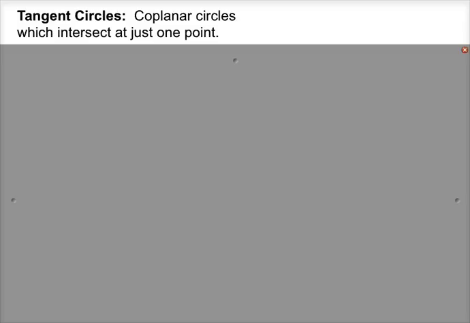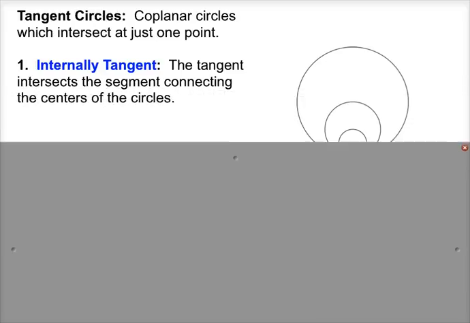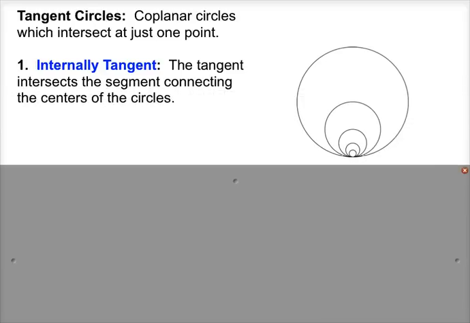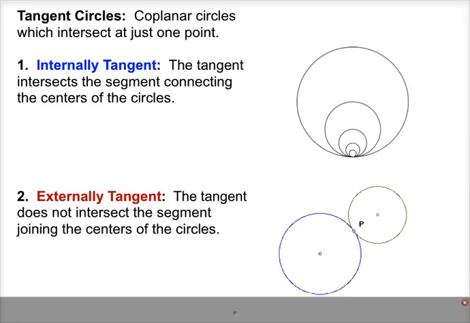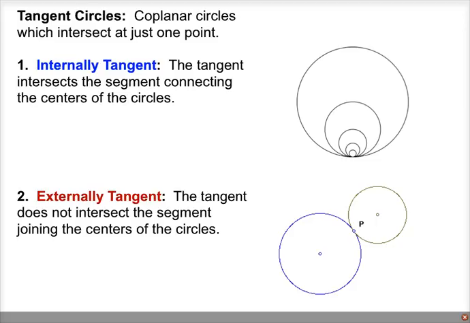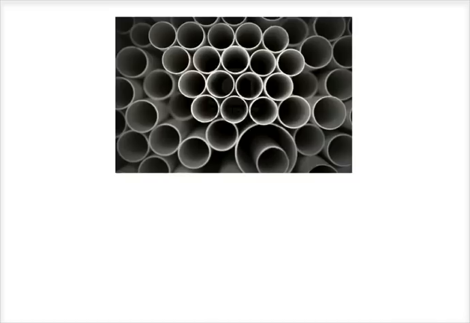Tangent circles. Coplanar circles which intersect at just one point. So here are some internally tangent circles. The circles are all tangent, meaning they intersect in one place, and one circle is inside of the other circle. Externally tangent circles are tangents where one circle is not inside of the other circle, and they still intersect in just one place. And here you can see a bunch of different pipes all stacked up. You can see a bunch of them having external tangents, and hopefully you can find the couple that are internally tangent.